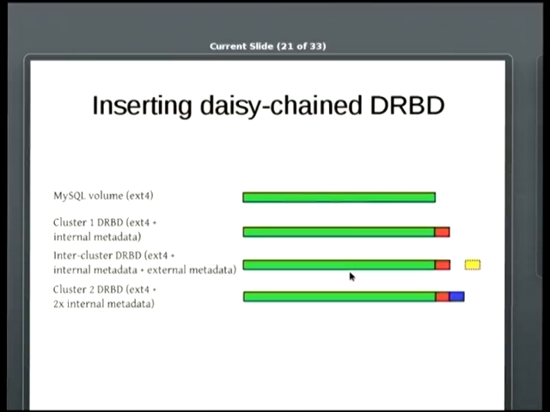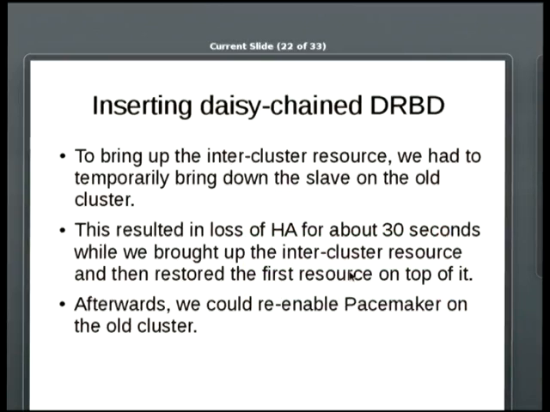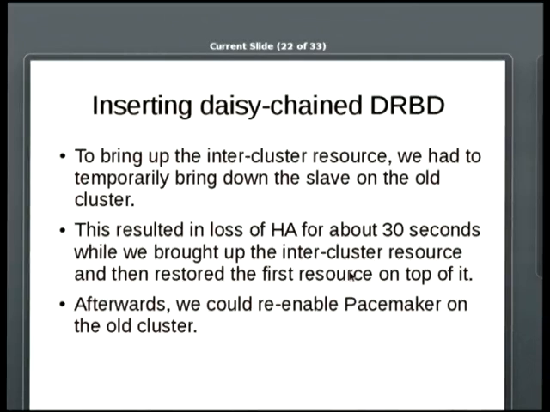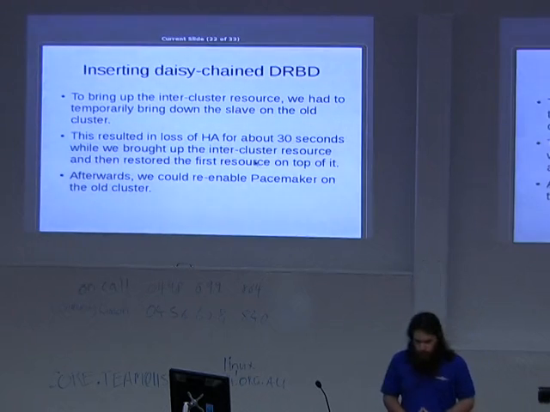So given that plan for how we do metadata, we first had to temporarily bring down the DRBD slave on the old cluster so we could insert a new layer underneath it. This comes back to what I was saying about restarting Percona. Because we were layering a new DRBD resource underneath it, we could do it on the slave, as opposed to if we were doing stacked DRBD and putting the new resource on top, we would have to restart Percona to get that to work.